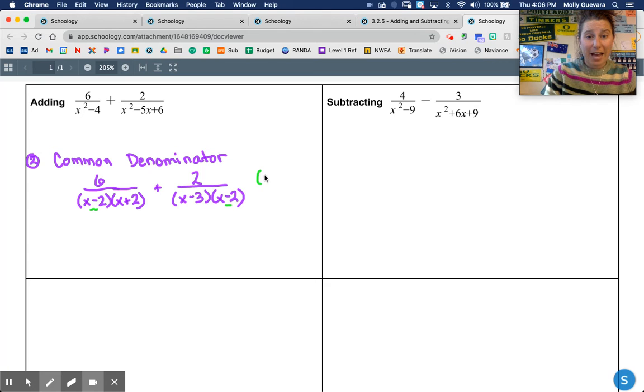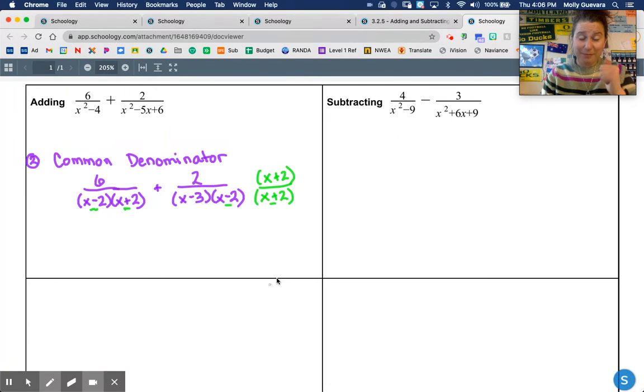So I'm going to have to add an x plus 2 onto this side. And if I add it to the top, I also have to add it to the bottom, okay? Or other way around. If I add it to the bottom, I also have to add it to the top, okay? So now I have an x plus 2 in both.